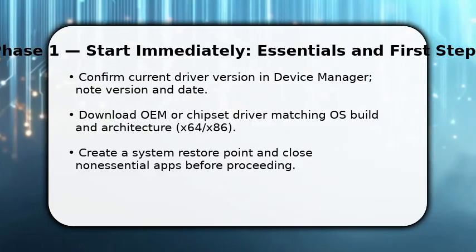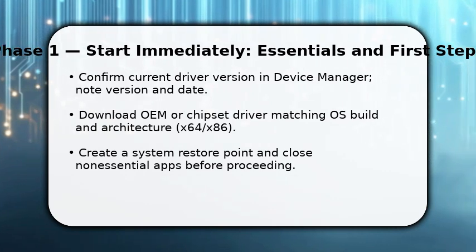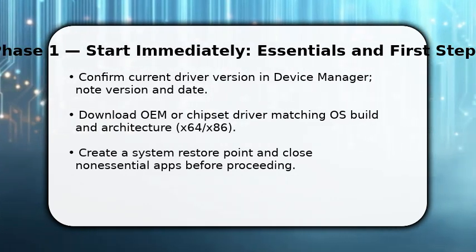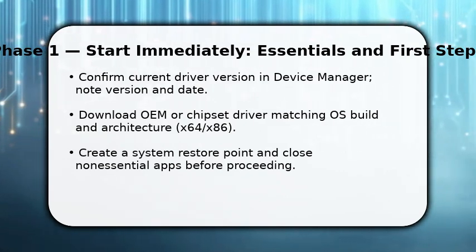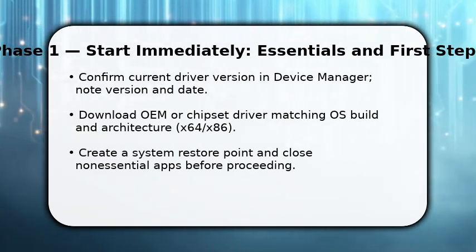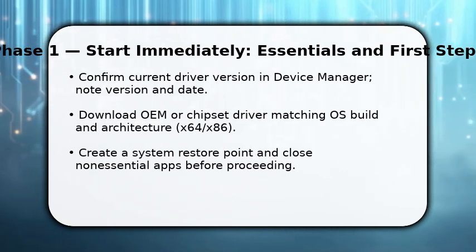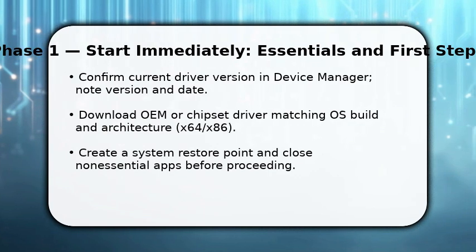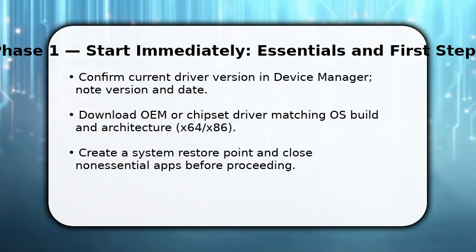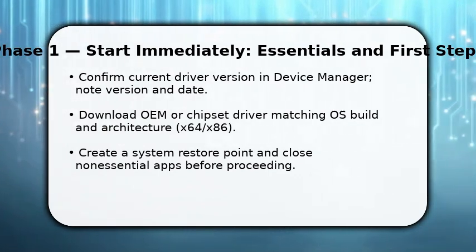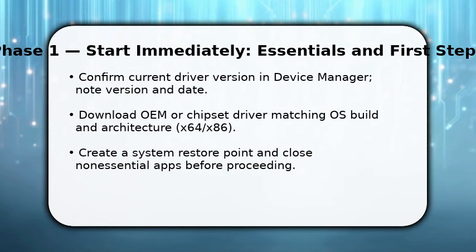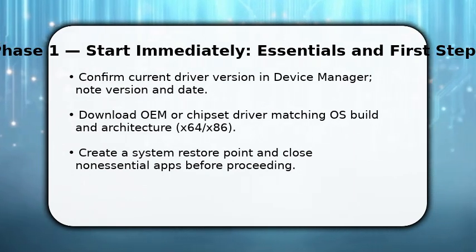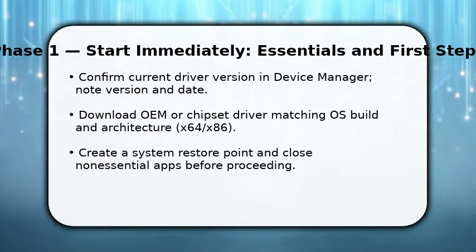You begin by verifying what you have. Open Device Manager, find the network adapter, and read the driver version and date. Once done, go to the OEM or chipset maker and download the exact driver for your OS and architecture, x64 or x86, and save it to a known folder. Make a system restore point now and close non-essential apps. This minimizes conflicts during installation. You're starting with facts, so you can roll back if anything unexpected happens.